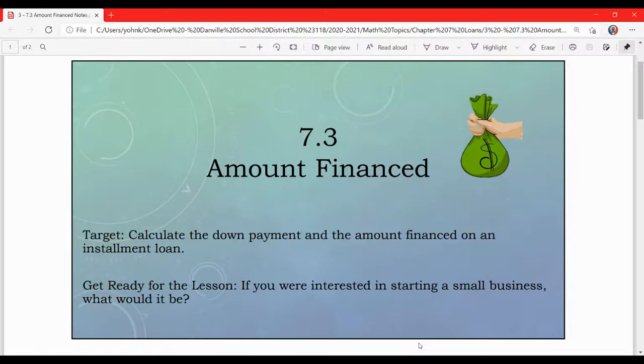Hey kids, welcome to section 7.3, amount financed. Today we're going to talk about how you can calculate the down payment and the amount financed on an installment loan.